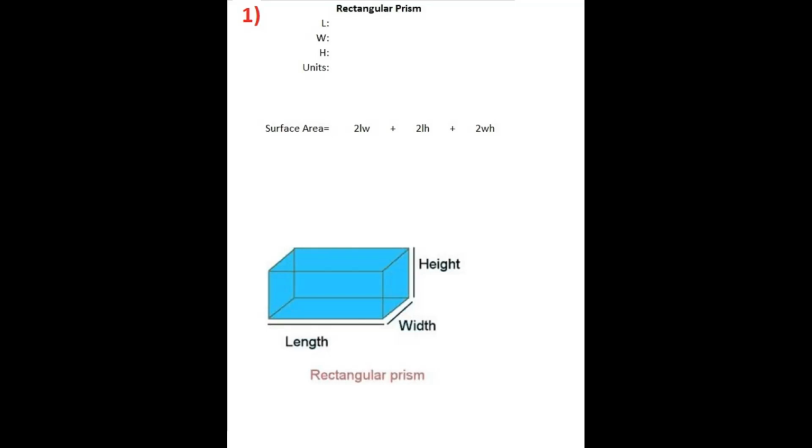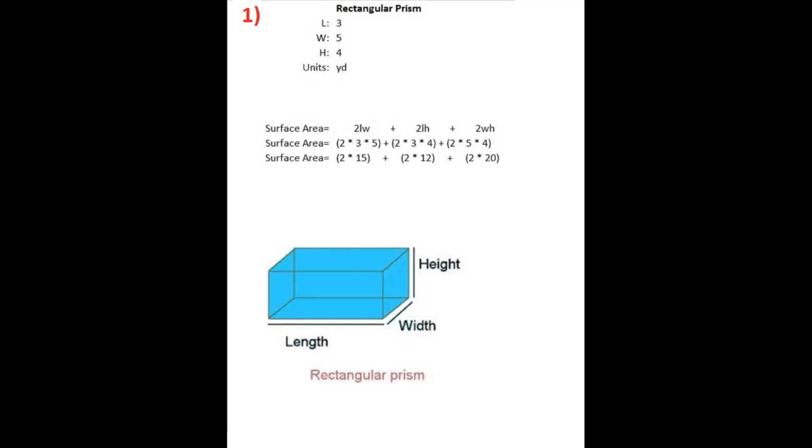The formula here is 2 times length times width plus 2 times length times height plus 2 times width times height. So here we have 3 as our length, 5 as our width, 4 is our height, and our units are yards. I'm starting again with the formula, and here's where I start filling in things. 2 times 3 times 5 plus 2 times 3 times 4 plus 2 times 5 times 4. And as long as we keep everything consistent, we will come out with the right answer.